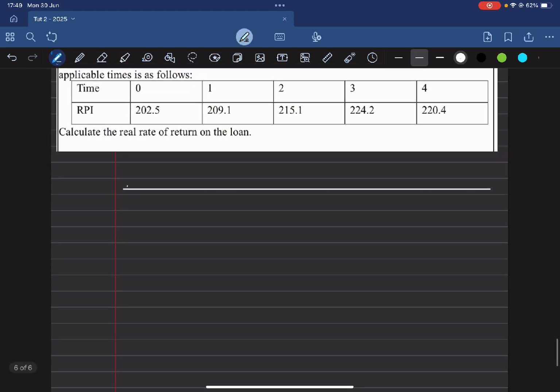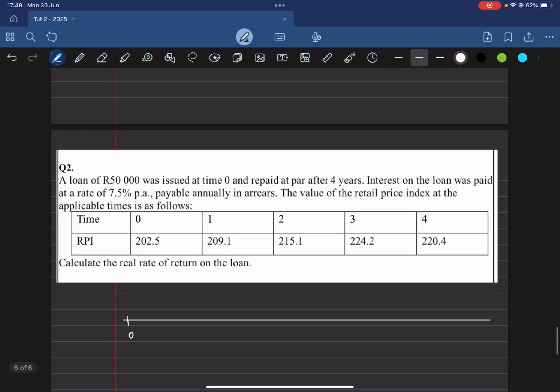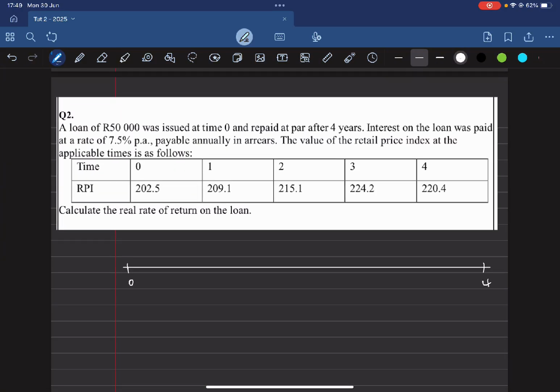So we're going to be going from time 0 to time 4 years later: time 1, time 2, time 3. It says we take out a loan for 50,000. So our cash flows are, immediately, we get positive 50,000. And then after 4 years, it's paid at par. So we repay 50,000 after 4 years.